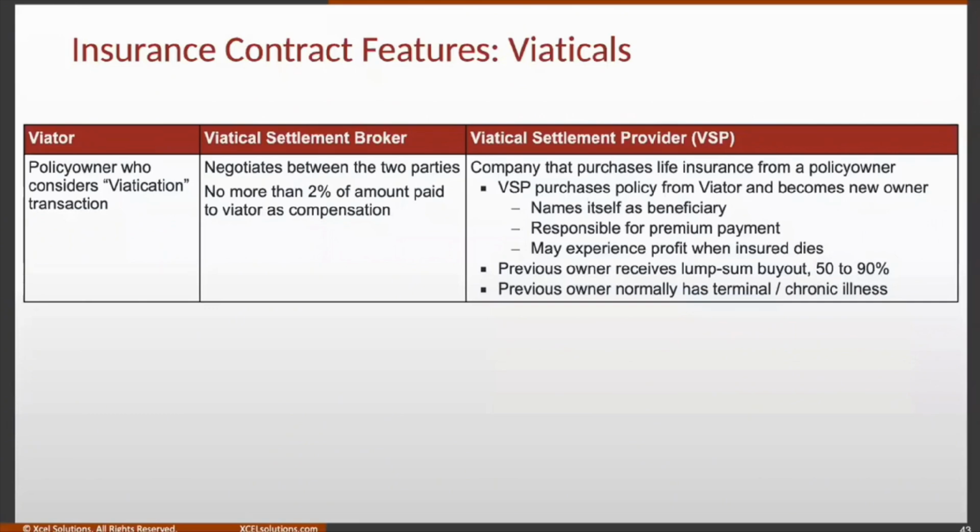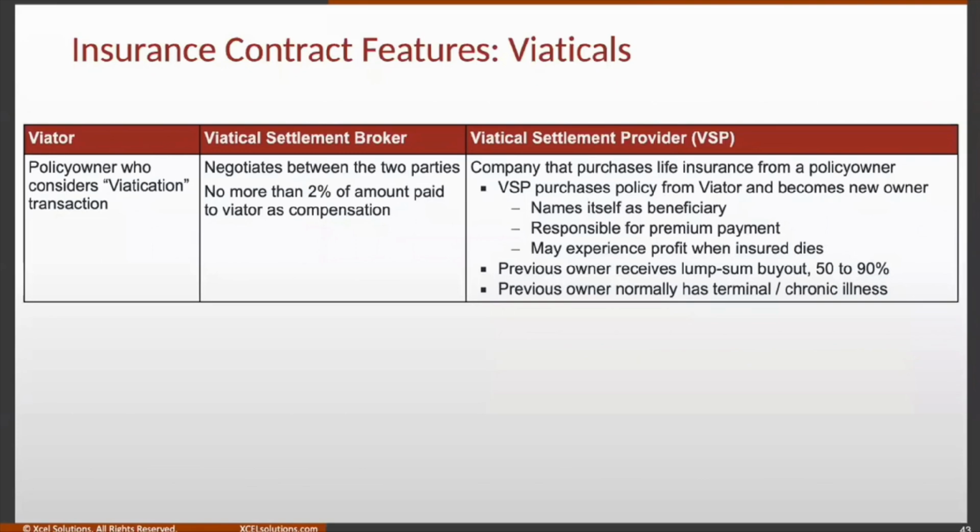The viatical settlement provider, the VSP, as it is known, is the company that purchases the life insurance policy from the policy owner at a pre-negotiated price, now that they're being regulated, of somewhere between 50 to 90% of the face amount of the policy. The viatical settlement provider purchases the policy from the viator and becomes the new owner of it. They make themselves the beneficiary because they're the new owner.